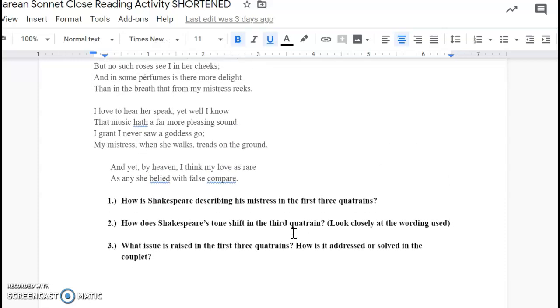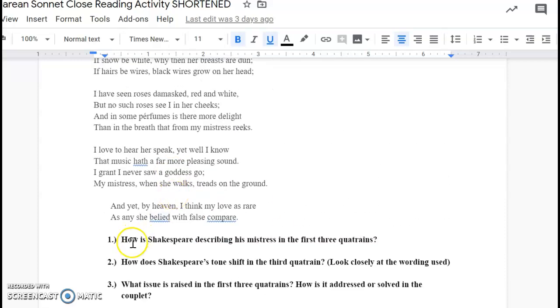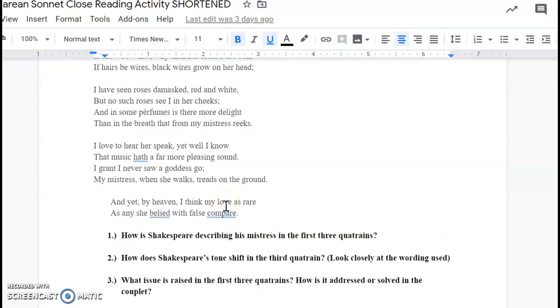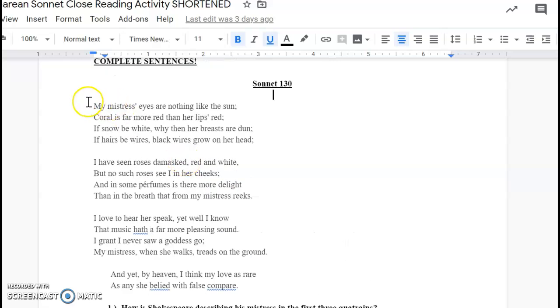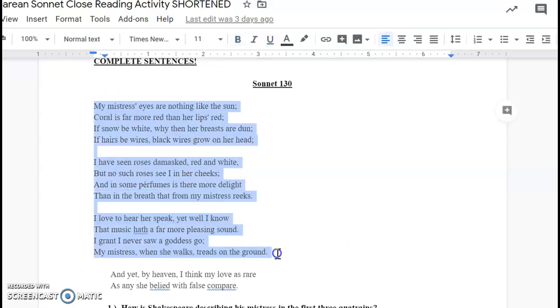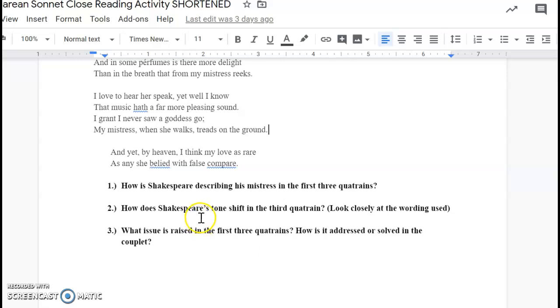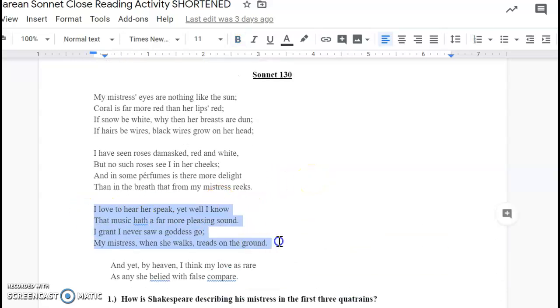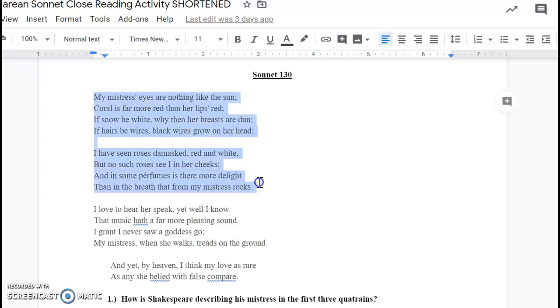Okay, so I really like this sonnet. I want you to focus on these three questions. Think about how Shakespeare is describing his mistress in these first three quatrains. He is not very nice. Okay, I want you to think about how he's describing her. And then I want you to think about how his tone shifts in the third quatrain and really look closely to the wording used in this third quatrain as opposed to these first two.